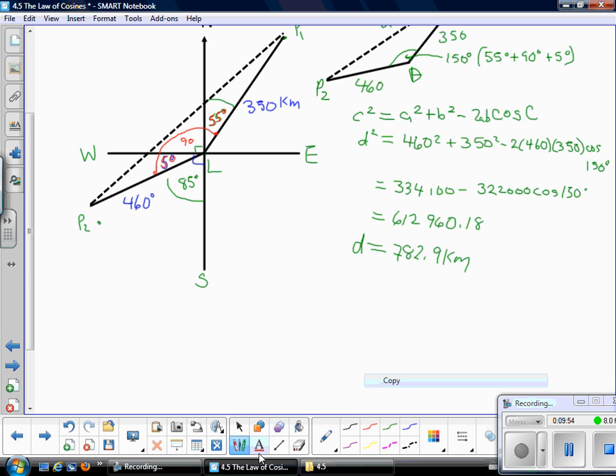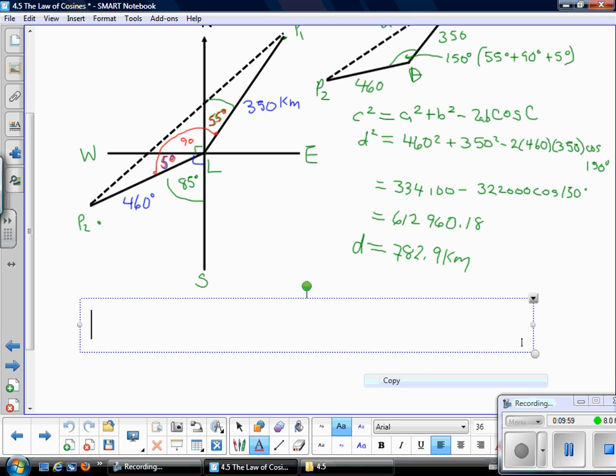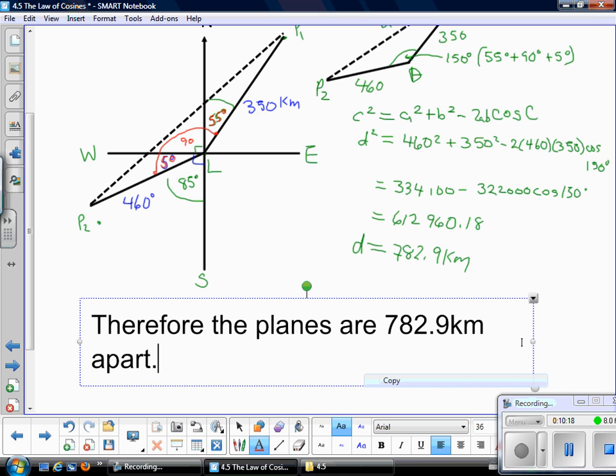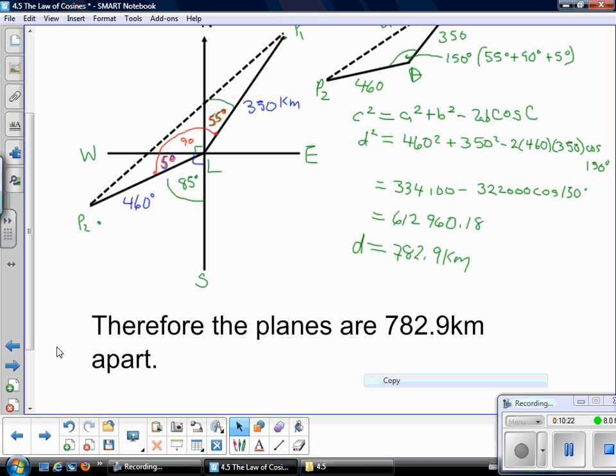And I like typing it because I can do it neater and faster. So therefore, the planes are 782.9 kilometers apart. Okay, so you can see that where questions can get quite complicated, but actually, as I said, this is probably as complicated as it actually gets for us.